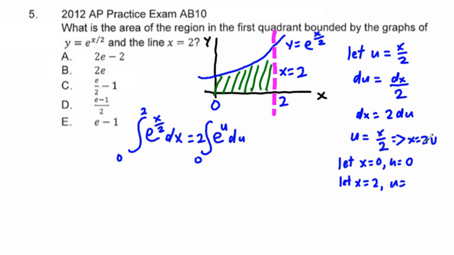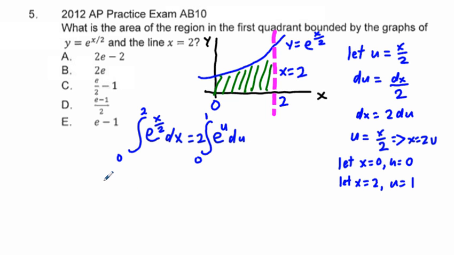Wait a second. You're going to have u is equal to x over 2, right? Yeah, u is equal to x over 2. So we have 2 divided by 2, so u equals 1. And so here we have our limits of integration. And now we can work this out.